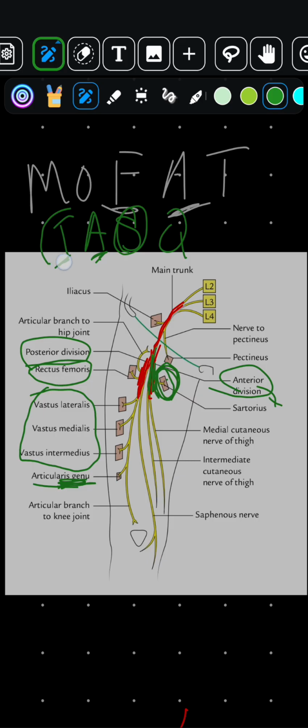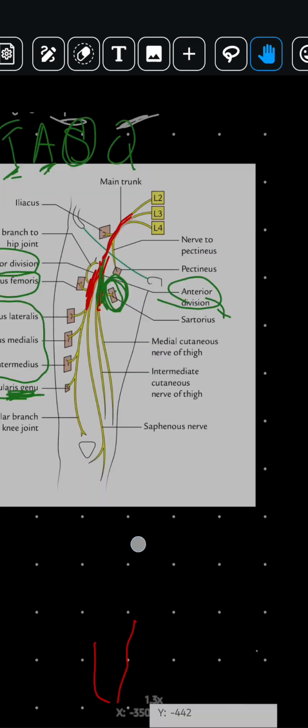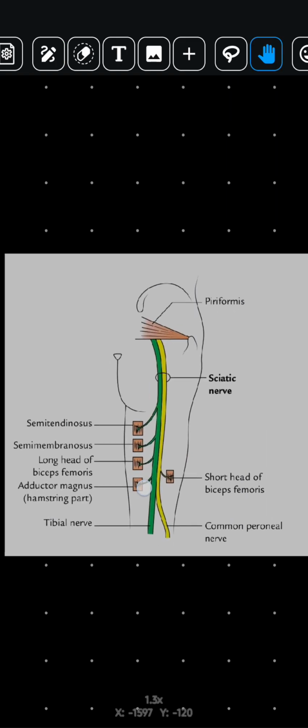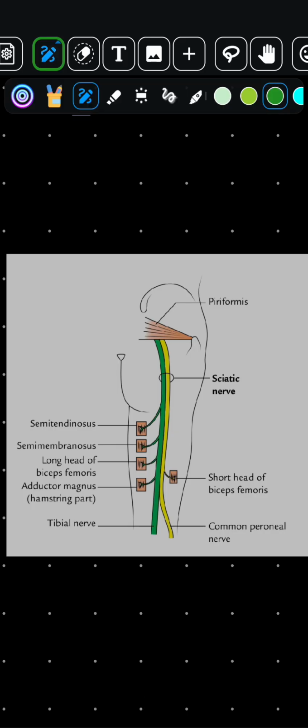Go and find out what the tensor fascia lata is innervated by. Tensor fascia lata. So that is the anterior division. And then from the anterior division, you're going to have the posterior division. So the posterior division is going to be innervated by the sciatic nerve. So this is the posterior division.